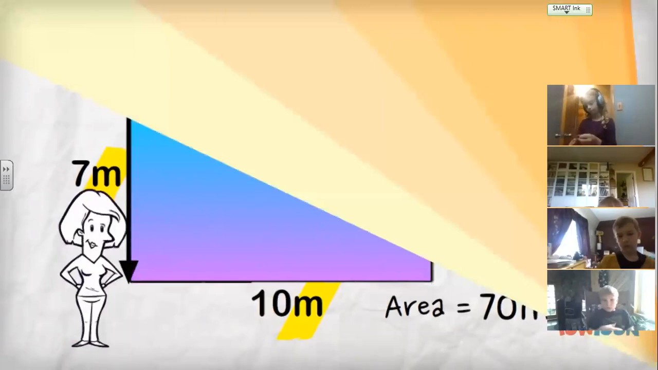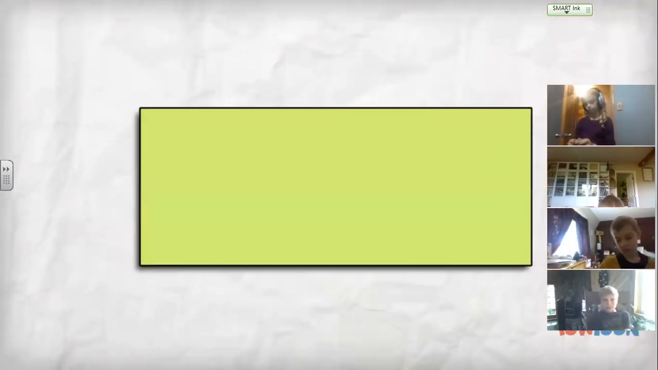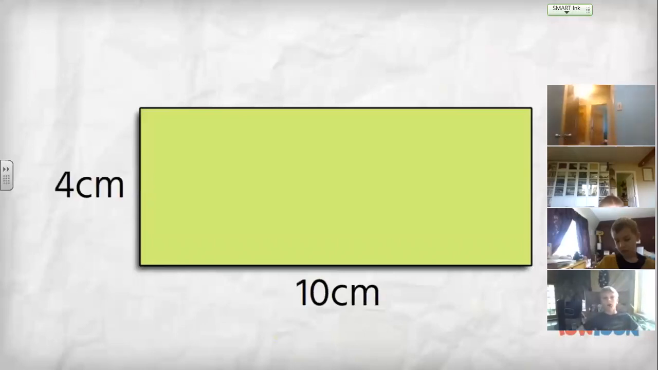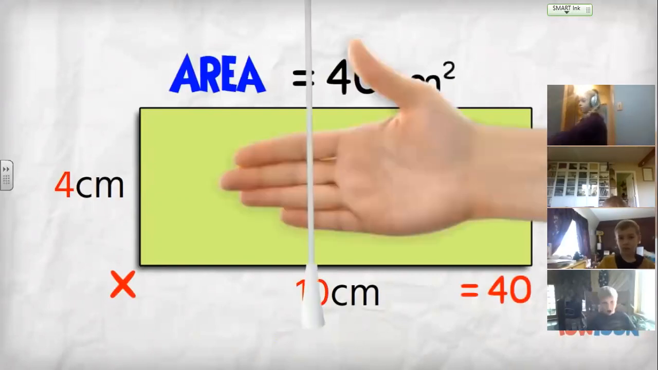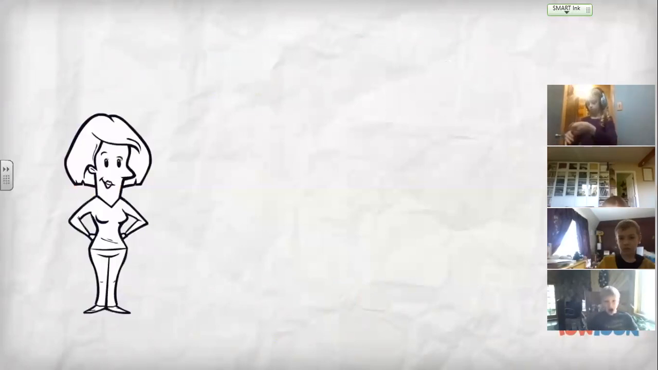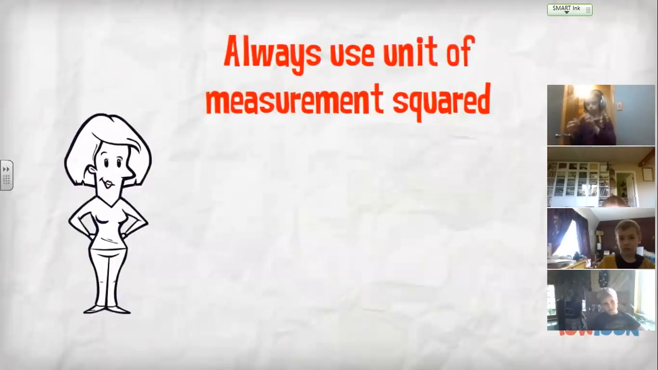Here's one last rectangle. The length is 10 centimeters and the width is 4 centimeters. Area is length times width, so 10 times 4 is 40. The area is 40 centimeters squared. Always use that unit of measurement, squared, in your answer. If you forget to, you will lose marks.